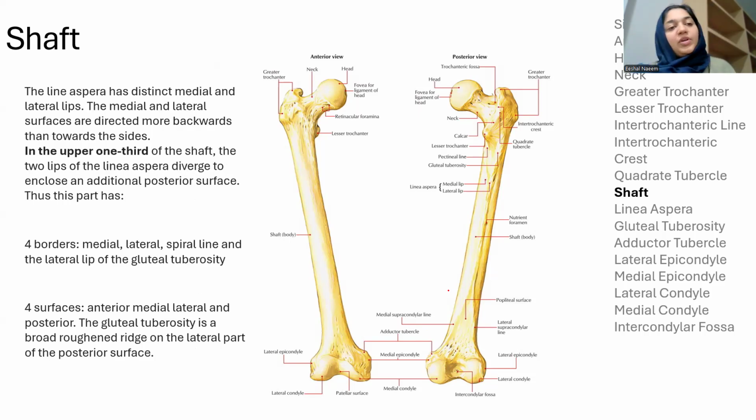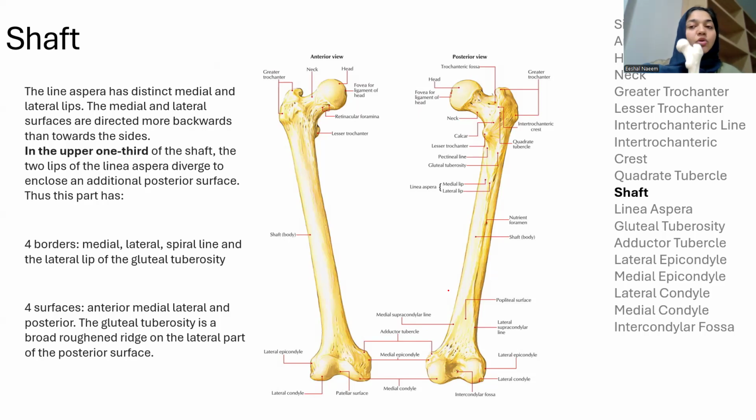Okay. Moving on, the linea aspera of the shaft has distinct medial and lateral lips. The medial and lateral surfaces are directed more backwards than towards the sides. In the upper 1/3 of the shaft, the two lips of the linea aspera diverge to enclose an additional posterior surface. Thus, this part has four borders. So the upper part has four borders: medial, lateral, the spiral line, and the lateral lip of the gluteal tuberosity. When the linea aspera is diverging, it forms two lines here. One line is coming from the gluteal tuberosity and the other line is the spiral line. These are the two lines.